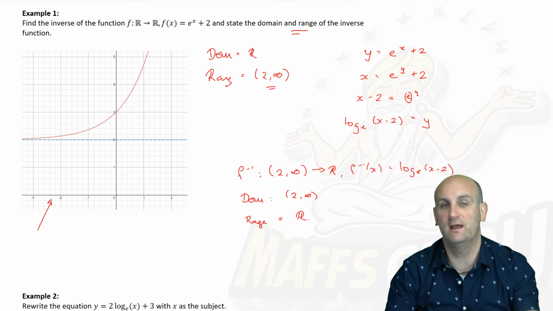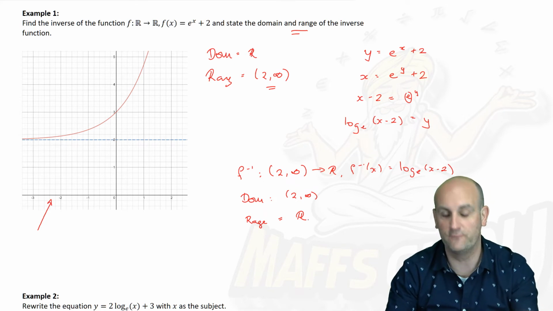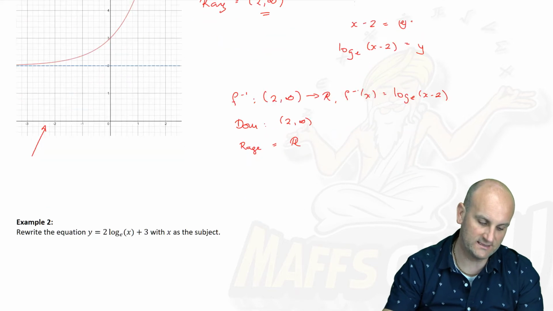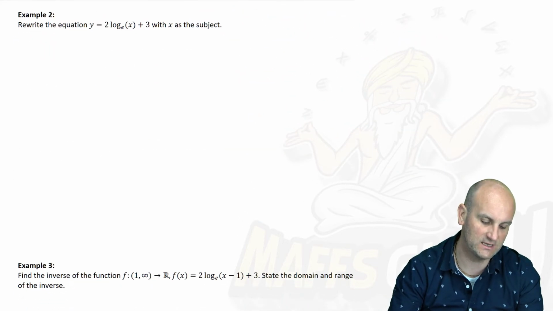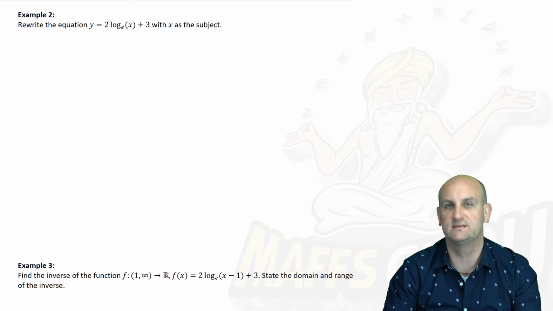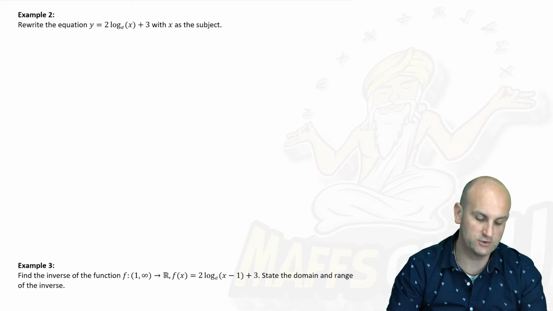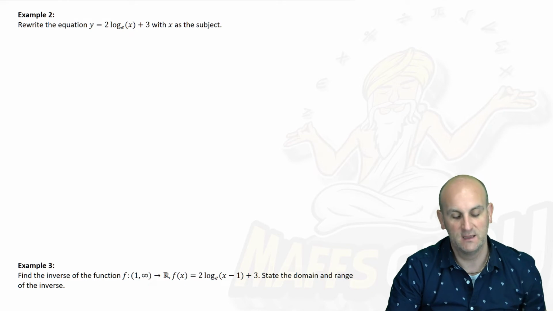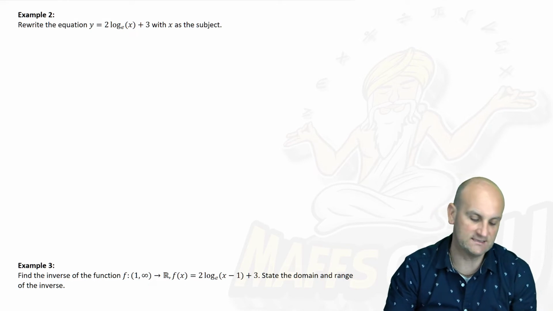Now, I think this is fairly trivial. These questions are awesome. They are formulaic, so long as you draw that sketch. Example 2 from the textbook, interestingly, sort of changed tack a little bit and says, right, rewrite that equation with x as the subject. It just wants me to transpose it.